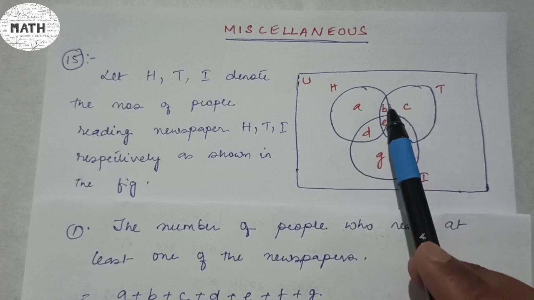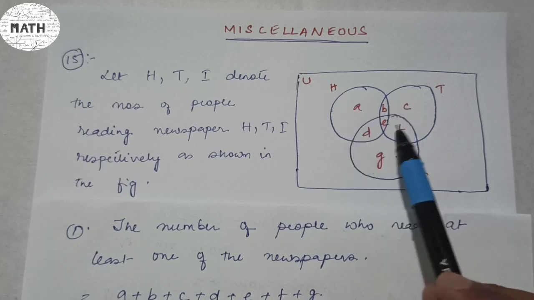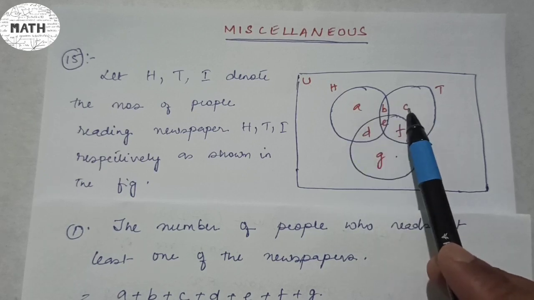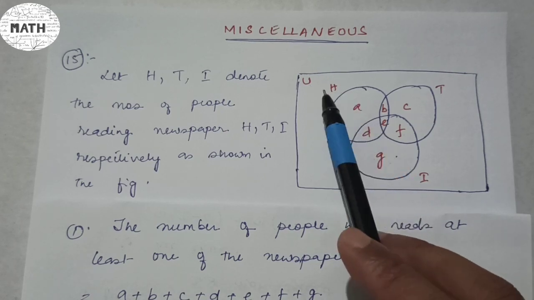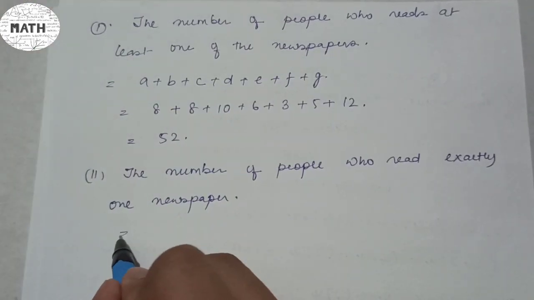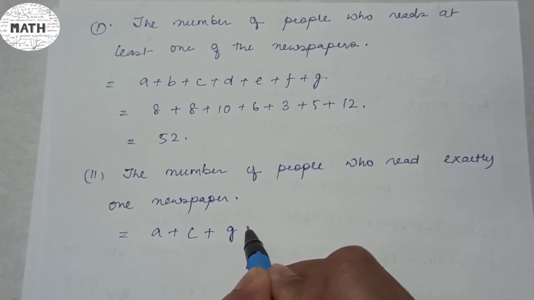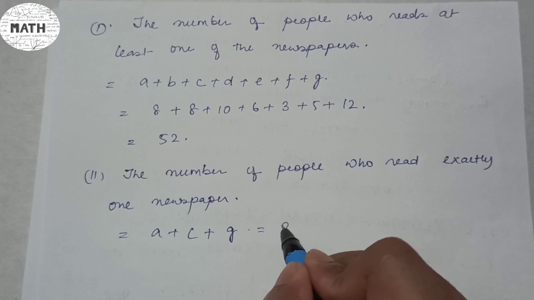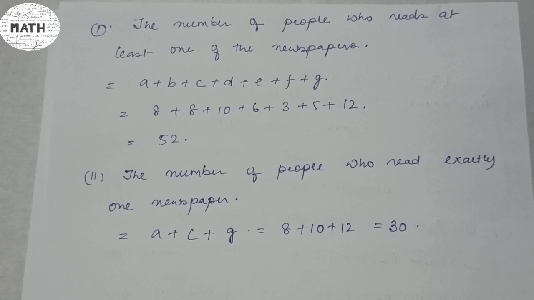If you can look over here, these two also read both. These two read both. These two read both, and E read all the three newspapers, right? So which one is left? A, C, and G. Yes or no? These are the only alphabets that read only newspaper H, newspaper T, or newspaper I. So your answer would be nothing more than A plus C plus G, which is 8 plus 10 plus 12, nothing more than 30. So this is how we're going to do the questions with the help of a Venn diagram. I hope you're clear till there.